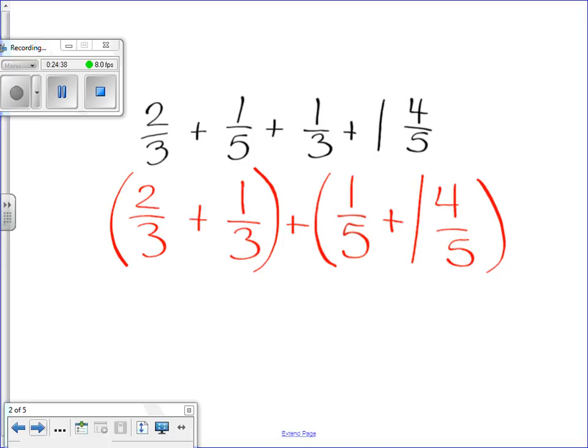So what do you get when you add 2/3 and 1/3? 3/3. One whole, which is equal to 1. So it's 1, right? Are you sure? Okay.